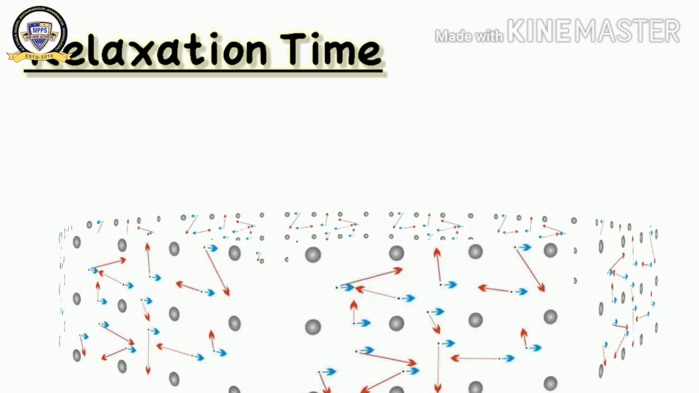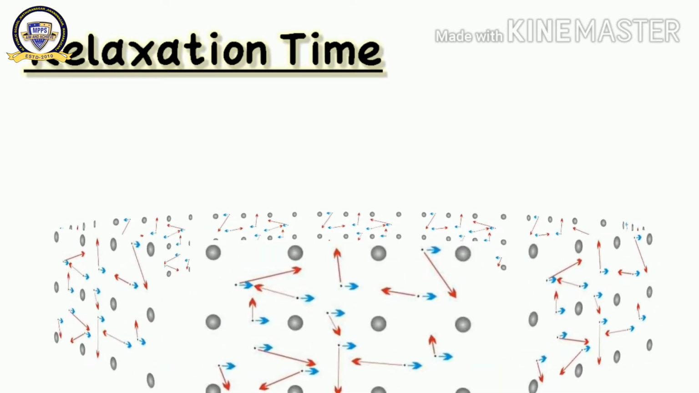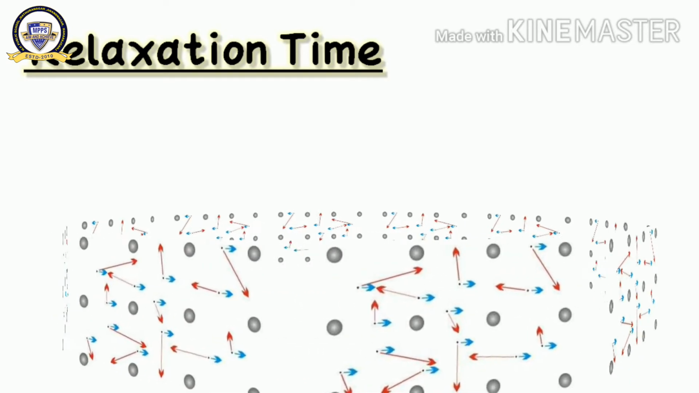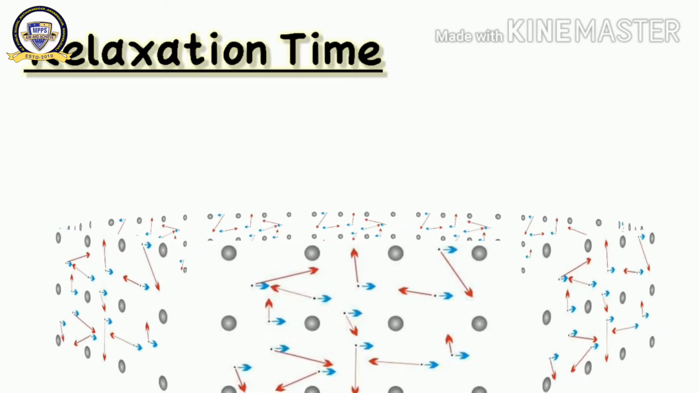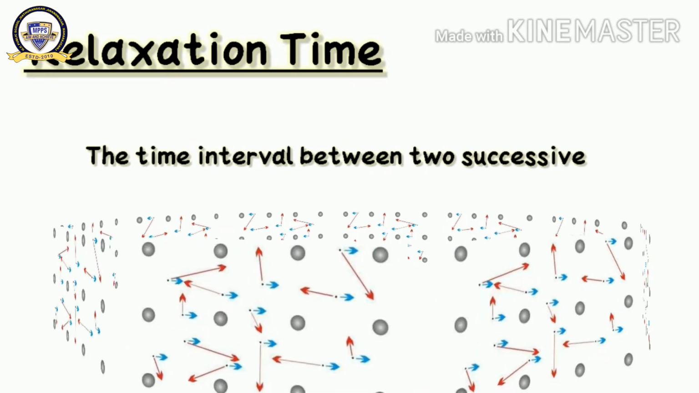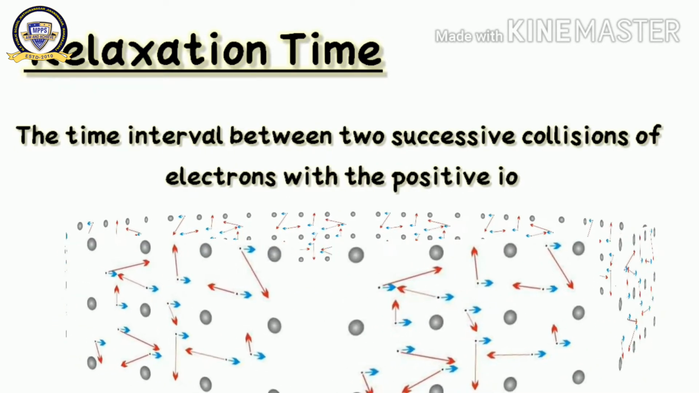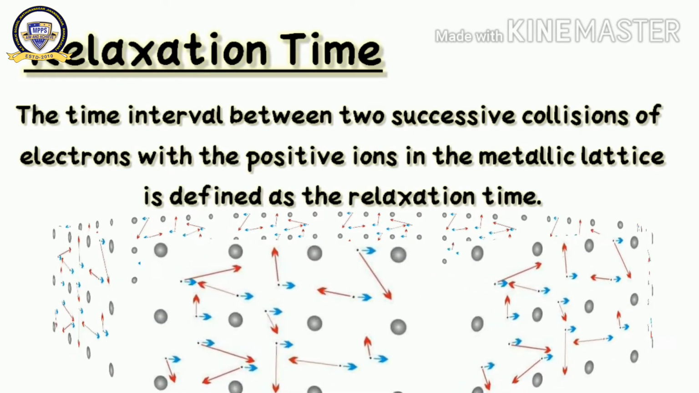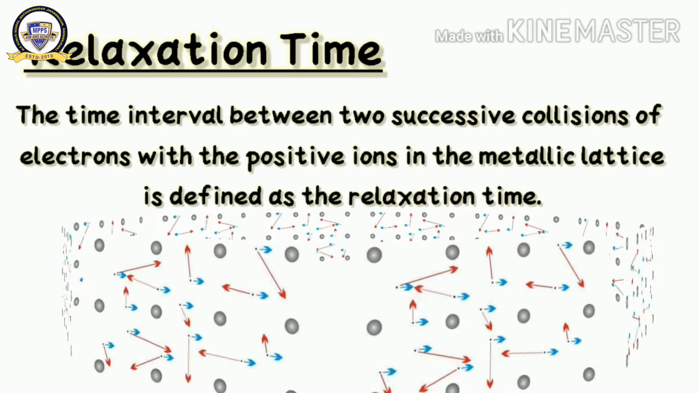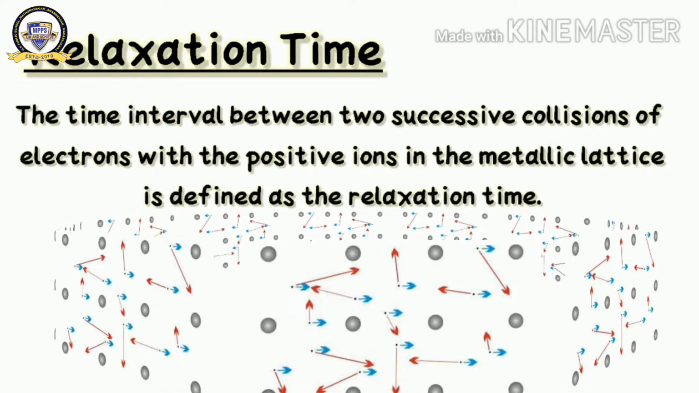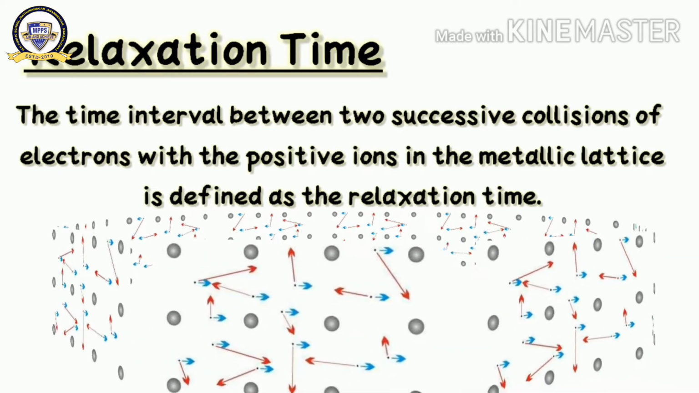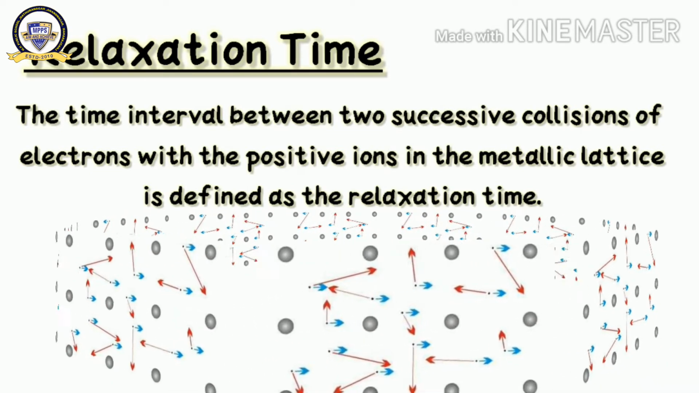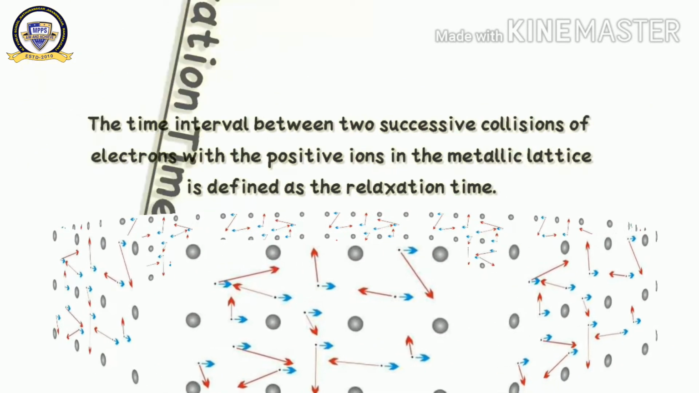As free electrons move in a conductor, they continuously collide with the positive ions. Hence, the time interval between two successive collisions of electrons with the positive ions in the metallic lattice is defined as relaxation time. It is denoted by tau. It is equivalent to mean free path divided by RMS velocity of electrons, meaning lambda upon VRMS.